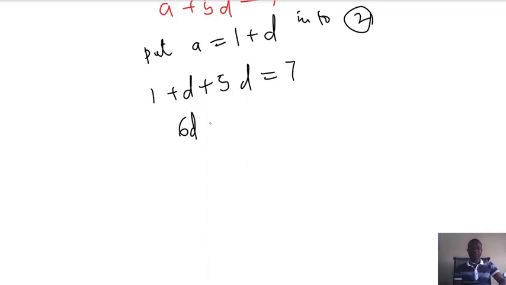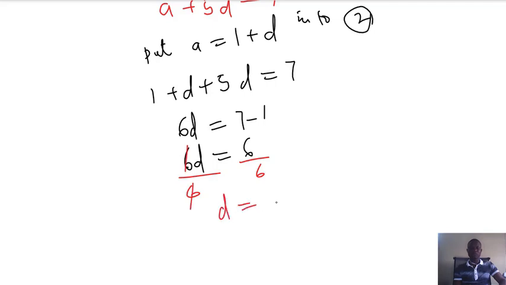D plus 5D will give us 6D equal to 7 minus 1. So 6D equal to 6. Let's divide both sides by the coefficient of D, which is 6. So this and this will cancel, and we have D equal to 1.